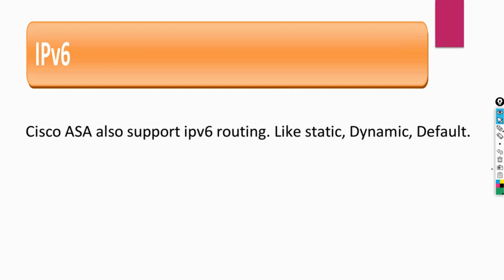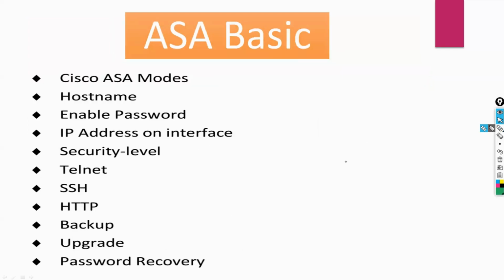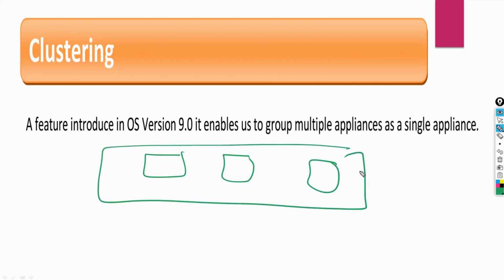Right. So IPv6 is a next generation IP, and you can configure this IPv6 on your Cisco ASA firewall. And we can discuss how to configure IP address on interface, how to configure routing, static or default. No problem. Now, clustering is what you can combine multiple Cisco ASA devices to act as a single device.